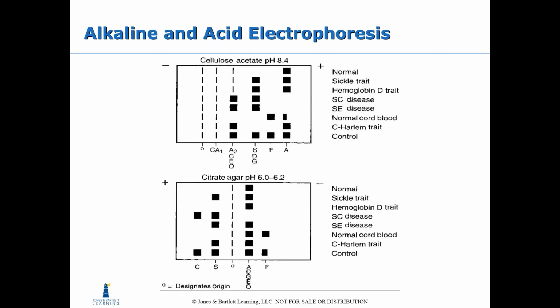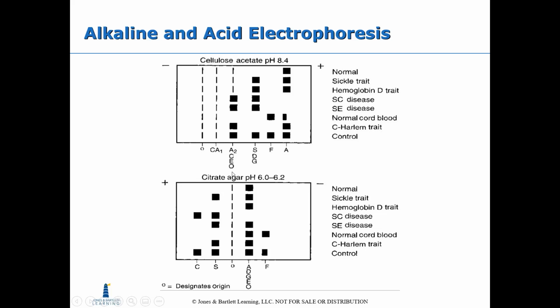This is a picture of what that would look like. This right here is the origin, and then the hemoglobin molecules or subunits, proteins, are going to migrate through at this rate. You should be familiar with which one migrates the furthest, the second furthest, and the migration pattern on here. Again, not only for this class, but also for the qualifying exam. And it's not just for the cellulose acetate, you should also pay attention to migration patterns on the citrate agar.